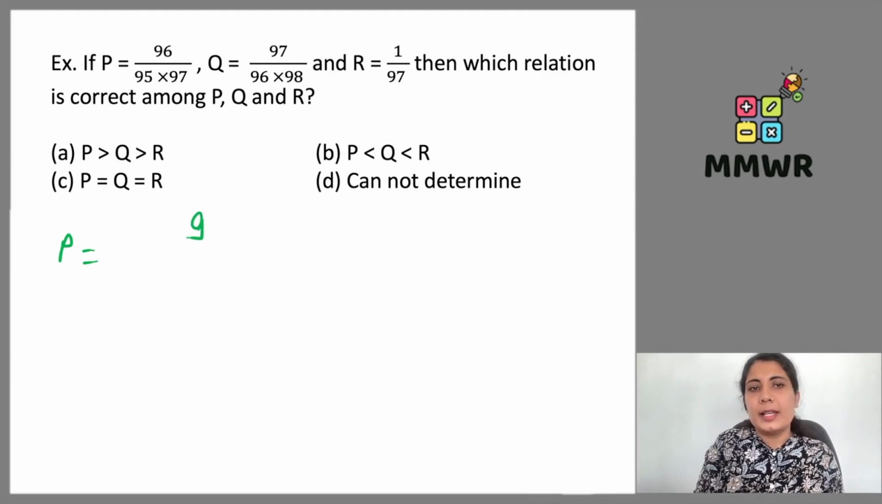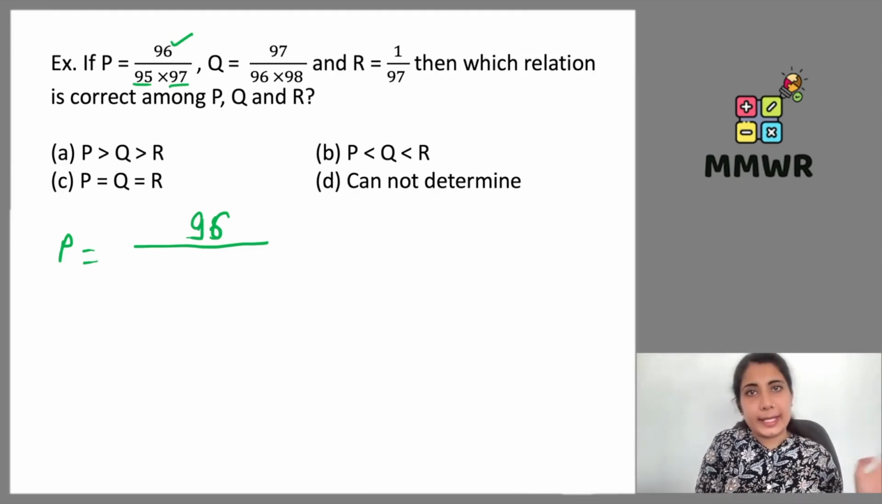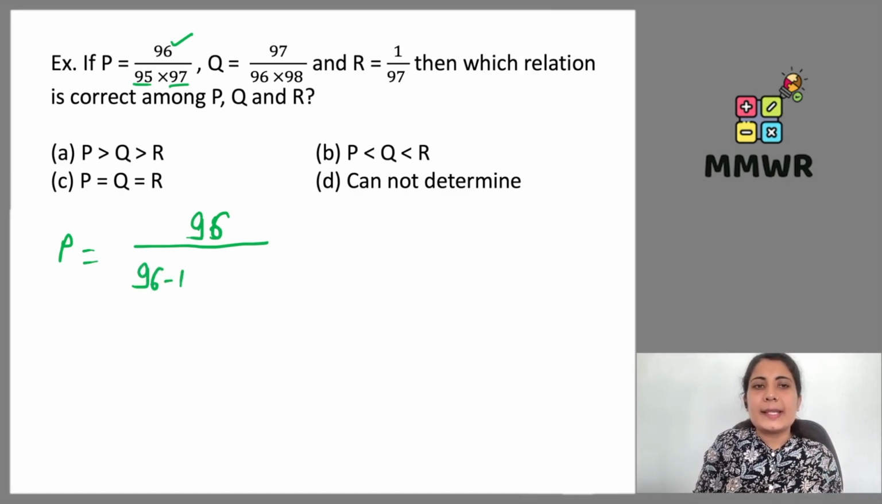आपको करना क्या है? आपको identities की help लेनी है. Look, numerator is 96, denominator में it is very close to 96. एक number 96 से छोटा है एक step, और एक number 96 का predecessor है, एक 96 का successor है. So 95 can be written as 96 minus 1 and 97 can be written as 96 plus 1.